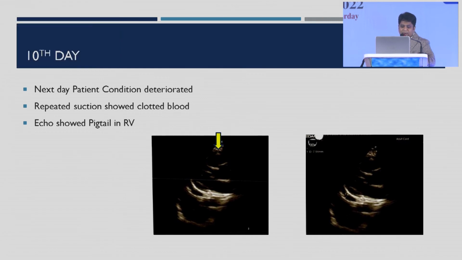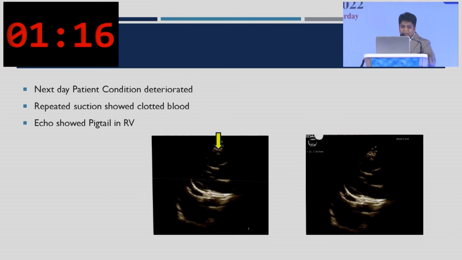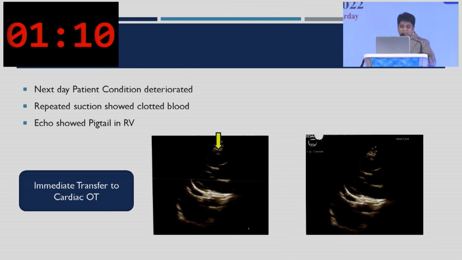On the next day, the patient's condition deteriorated, and repeated suction showed clotted blood. We did a bedside echo and saw the pigtail in the RV. So immediately we transferred the patient to the cardiac OT.